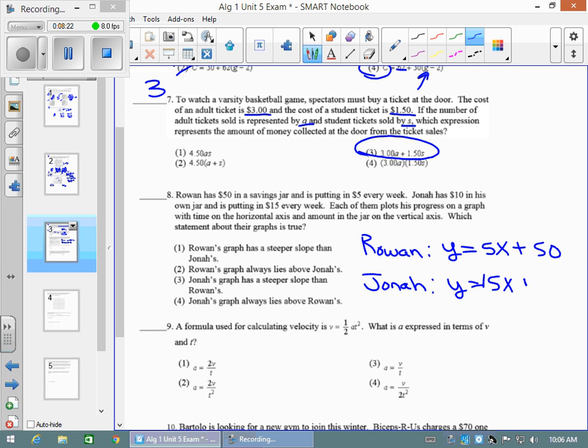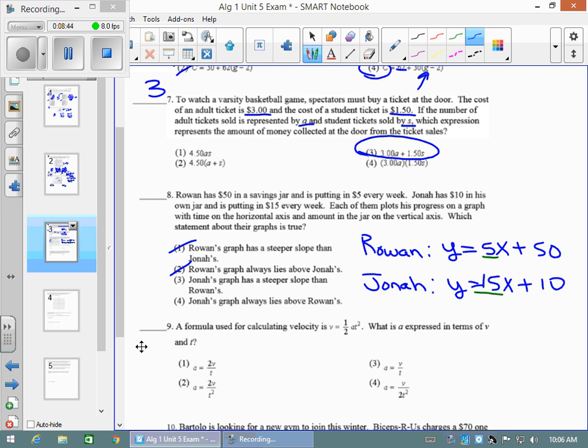So now let's look at the choices. Rowan's graph has a steeper slope. Rowan's slope is 5, Jonah's slope is 15. 5 is not as steep as 15. Rowan's graph always lies above Jonah's. Since these lines are not parallel, meaning they don't have the same slope, one is not always going to lie above the other.